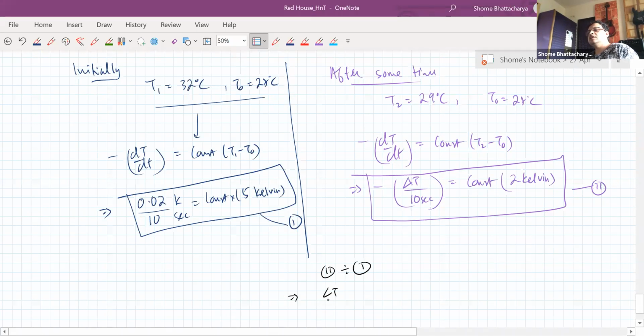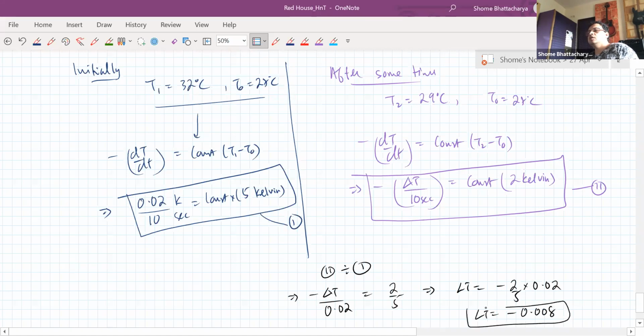So you will see that minus of delta T divided by 0.02 is equal to 2 divided by 5. So delta T should be minus of 2 by 5 of 0.02. So that is 0.4 into 0.02, so it's minus of 0.008. Okay. So the temperature should drop by 0.008 degrees C or Kelvin in the next 10 seconds from 29 degrees C onwards. So this is the easiest way to execute the problem and visualize it also.